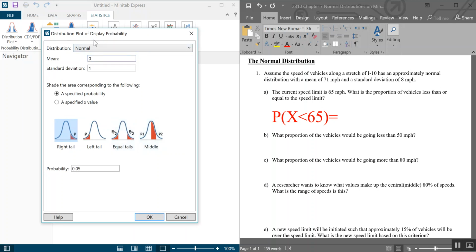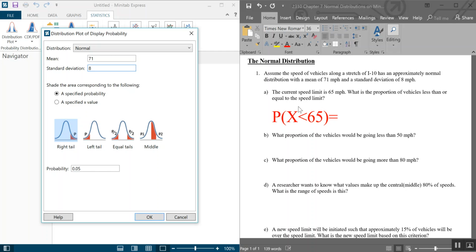Now this one defaults to the normal, and notice it defaults to the standard normal, aka the normal with mean 0 and standard deviation 1. This is the same normal that you have a table for. We don't have one that's mean 0. Our mean is 71 miles per hour, and our standard deviation is 8 miles per hour.